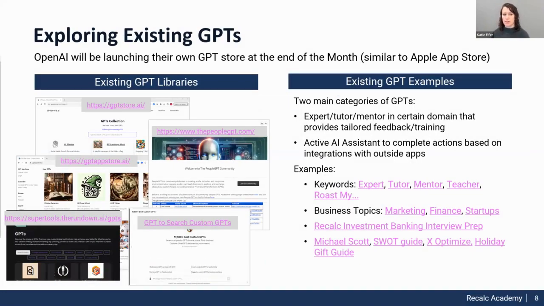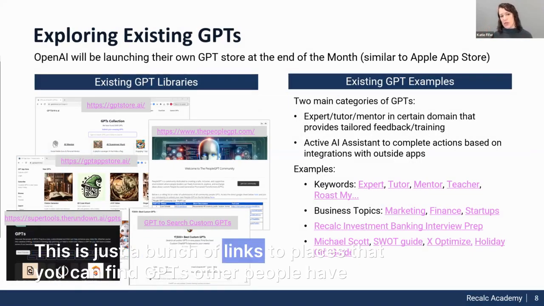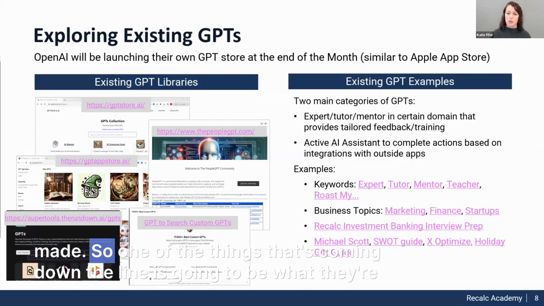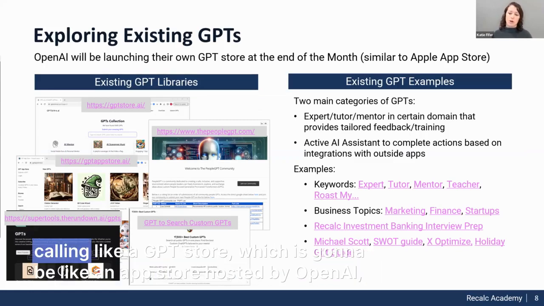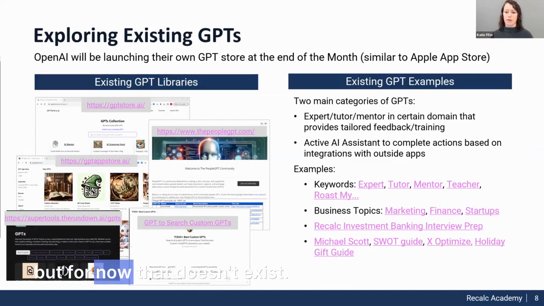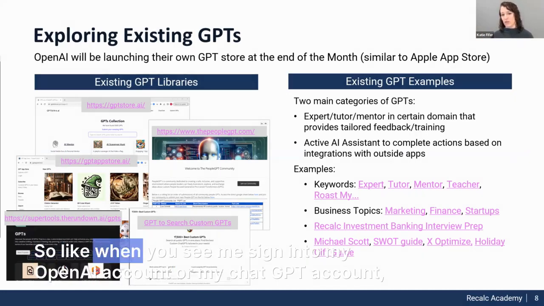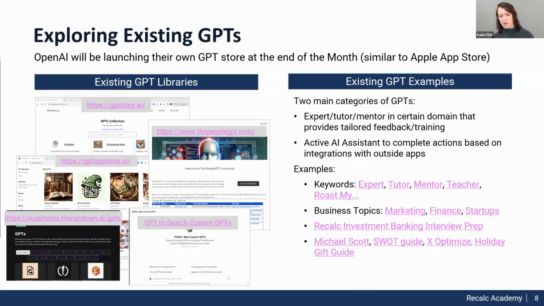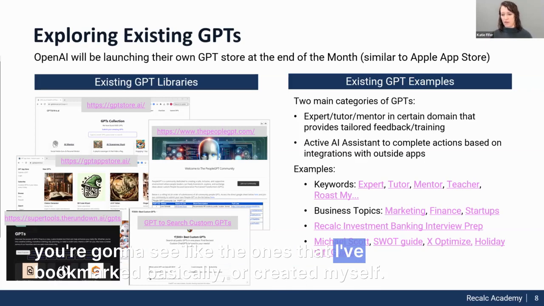We'll share these slides. This is just a bunch of links to places where you can find GPTs other people have made. One of the things coming down the line is what they're calling a GPT store, which is going to be like an app store hosted by OpenAI. But for now, that doesn't exist. So when you see me sign into my ChatGPT account, you're going to see the ones that I've bookmarked or created myself.